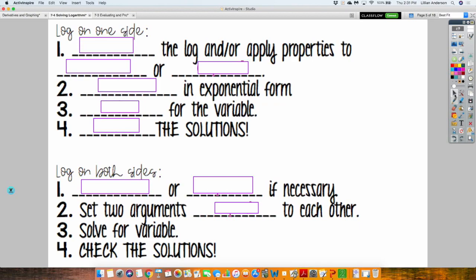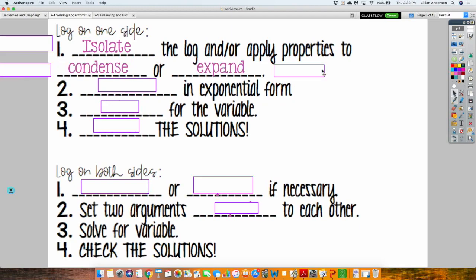So the first thing you want to do, if it's the log on one side of the equal sign, okay, you want to make sure that you isolate the log. In other words, you want to get the log by itself, okay? And or apply properties to condense or expand the logarithm, okay? When you say isolate, does that mean it can't have a coefficient like 3 log? Correct. It has to literally be just the log base whatever by itself on one side. That's what I mean by isolate.